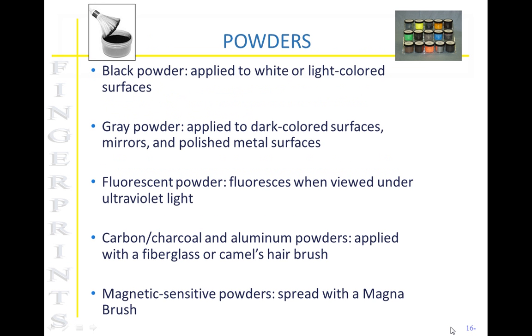There are several different powders that can be used, and these are going to be chosen according to the actual surface itself. So if someone is trying to develop latent prints off of a white or a light colored surface, they might choose to use black powder or a carbon or charcoal based powder. However, if the item itself is extremely dark colored, they might choose to use a gray powder or an aluminum-based powder so that the latent print will be a lot more visible and able to be lifted from the item itself.